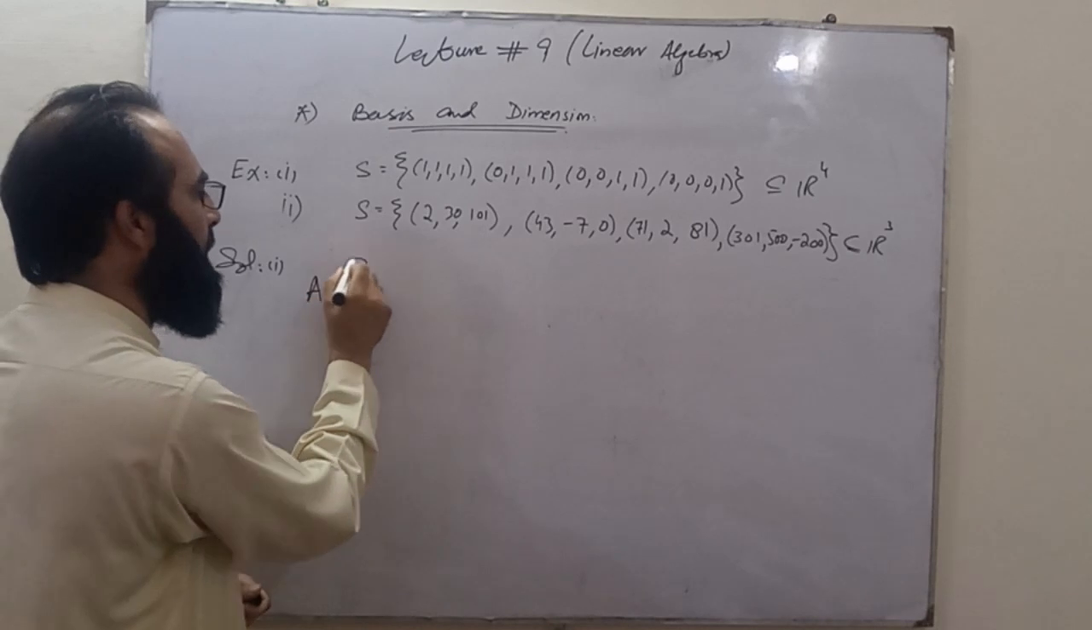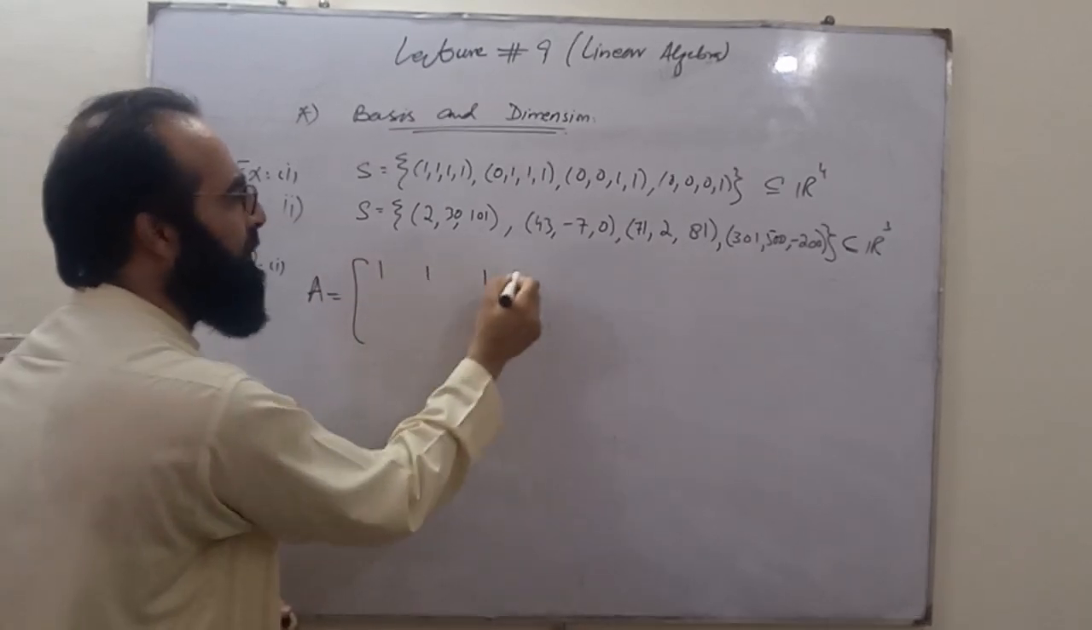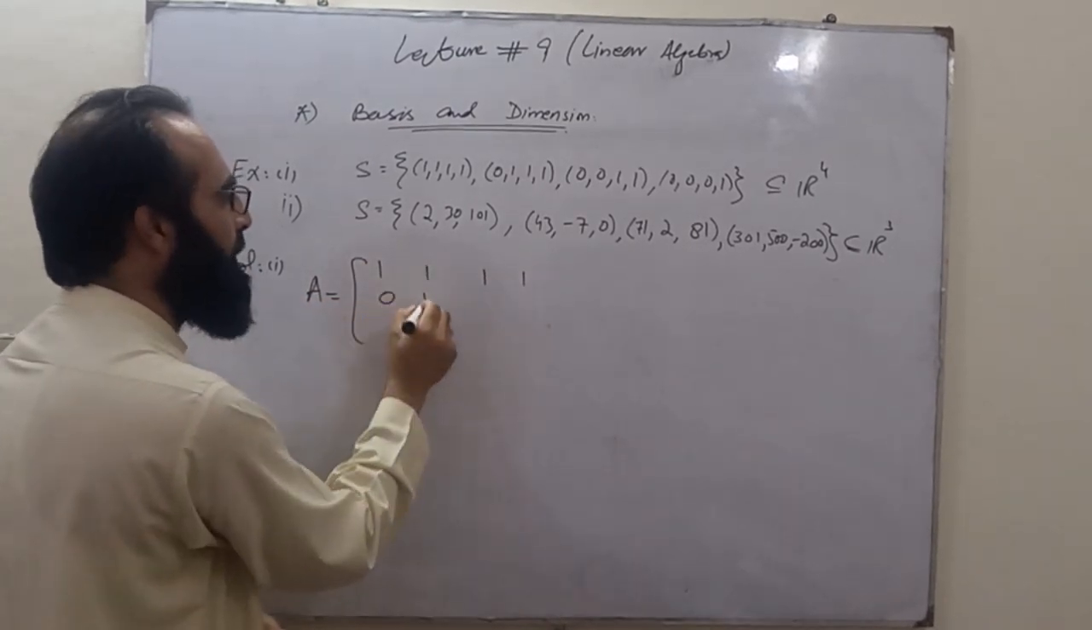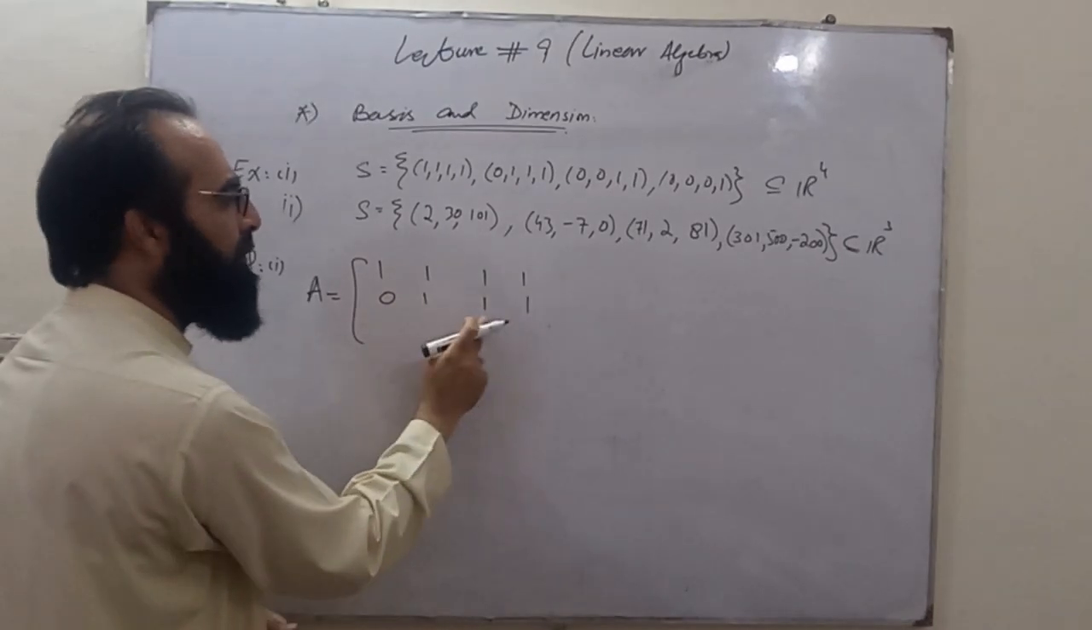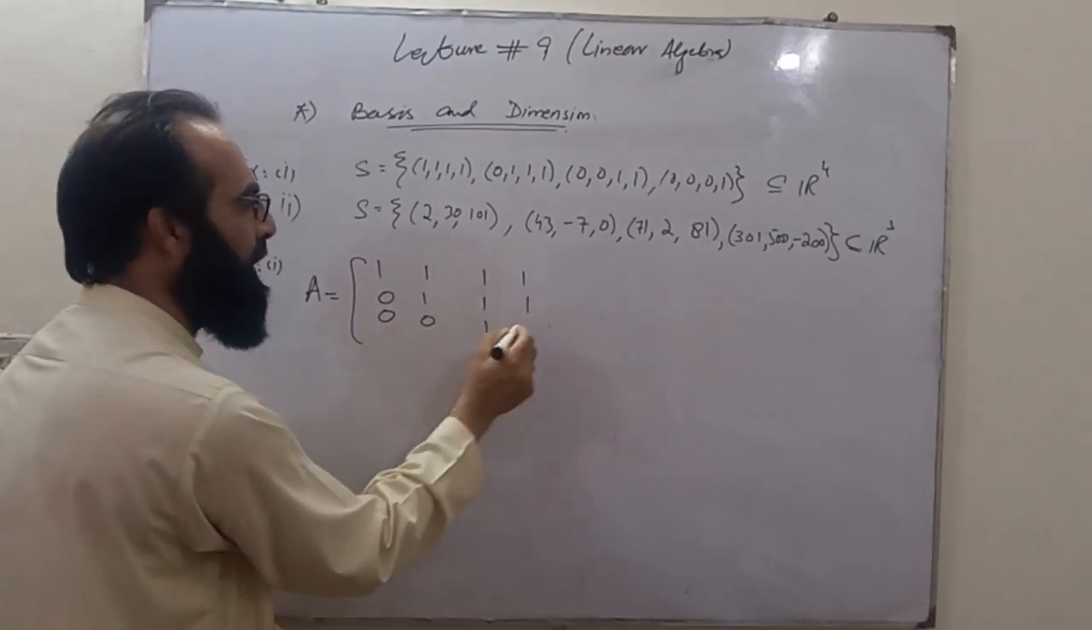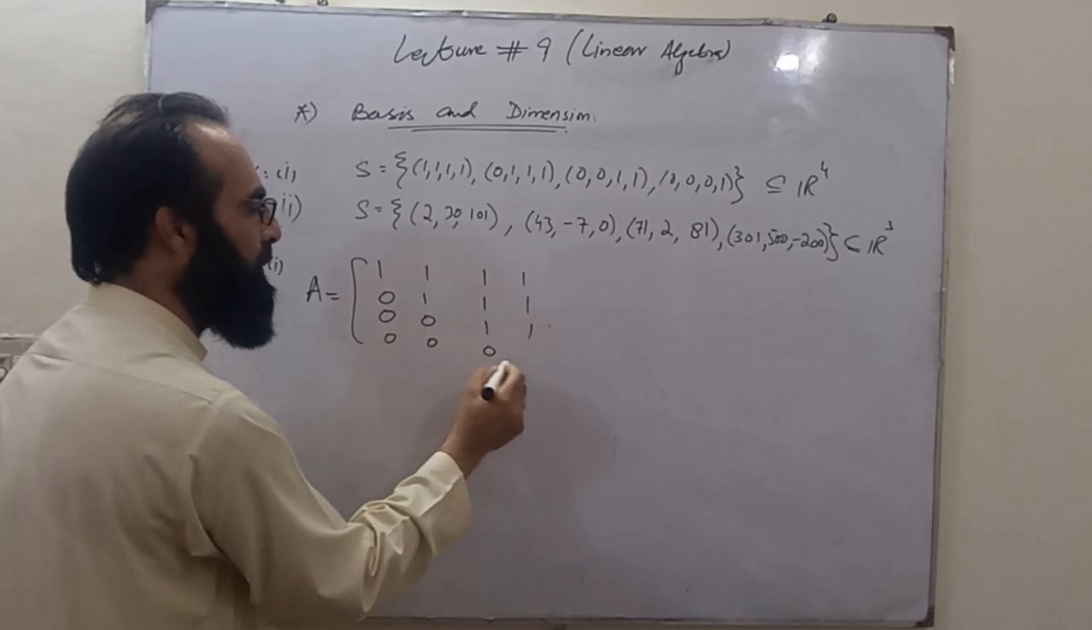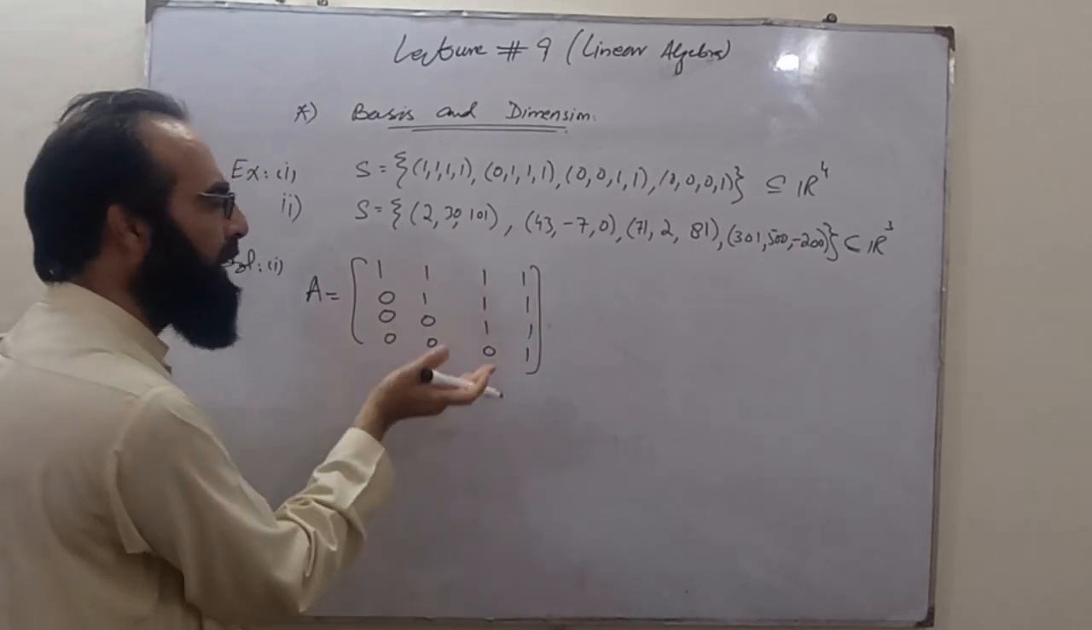Say A is equal to 1, 1, 1, 1. This is our first vector. Our second vector is 0, 1, 1, 1. Third vector 0, 0, 1, 1. Fourth vector 0, 0, 0, 1. Now look at this matrix.